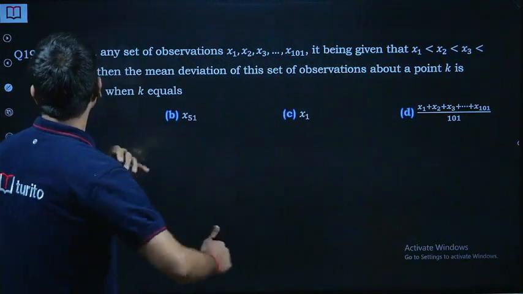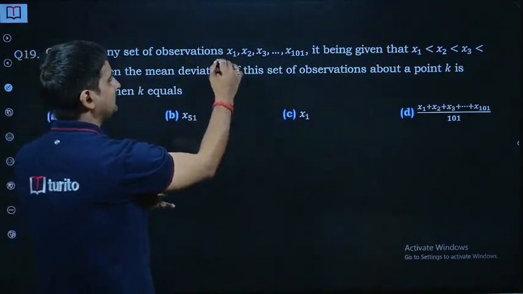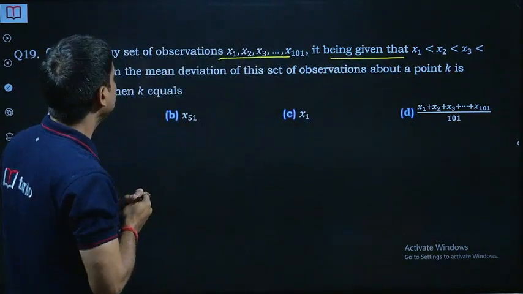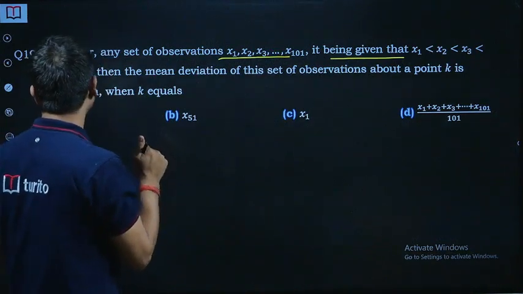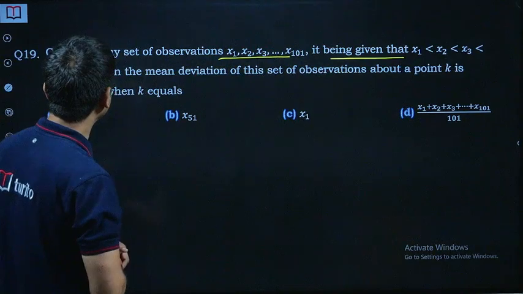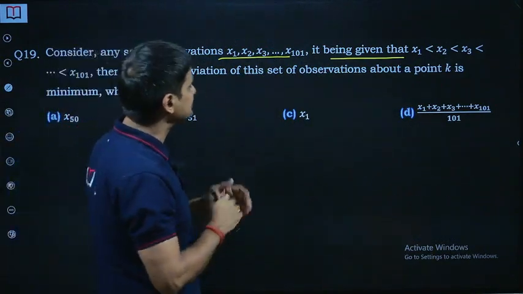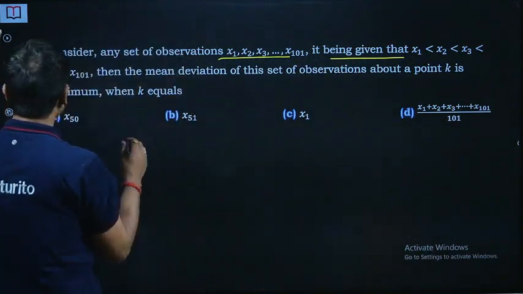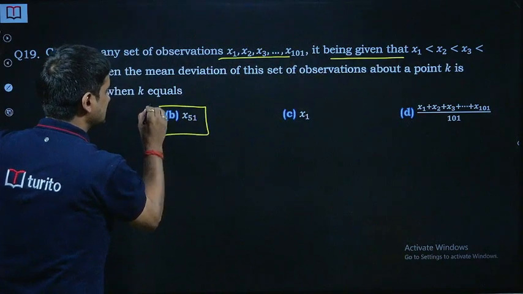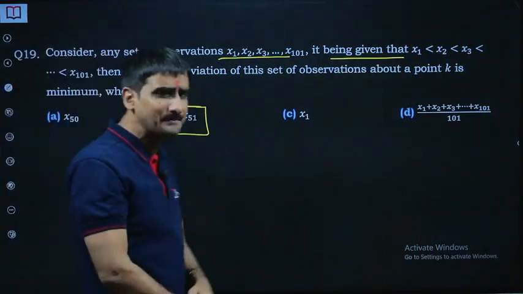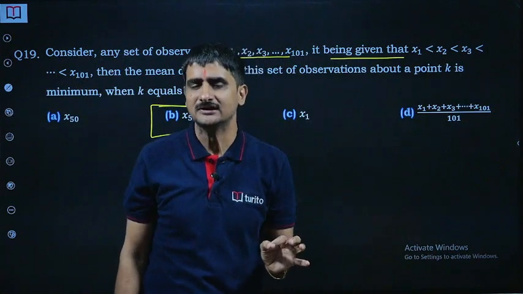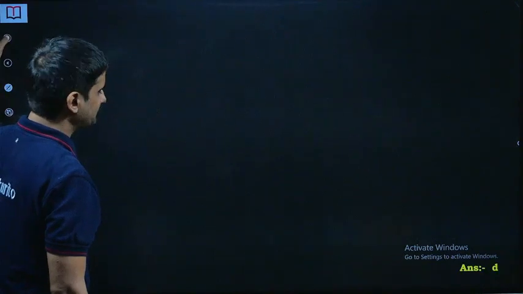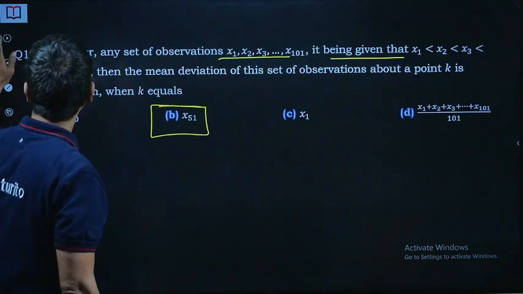Now moving to the next question: consider any set of observations, it being given that x1 is less than x2 is less than 3, then the mean deviation of this set of observations about k is minimum when k equals to, okay. The purpose of this question is that the answer is x51, the mid term is the answer. I'm repeating, the mid term is the answer. Let me quickly check it. Sorry, the mean is the answer.